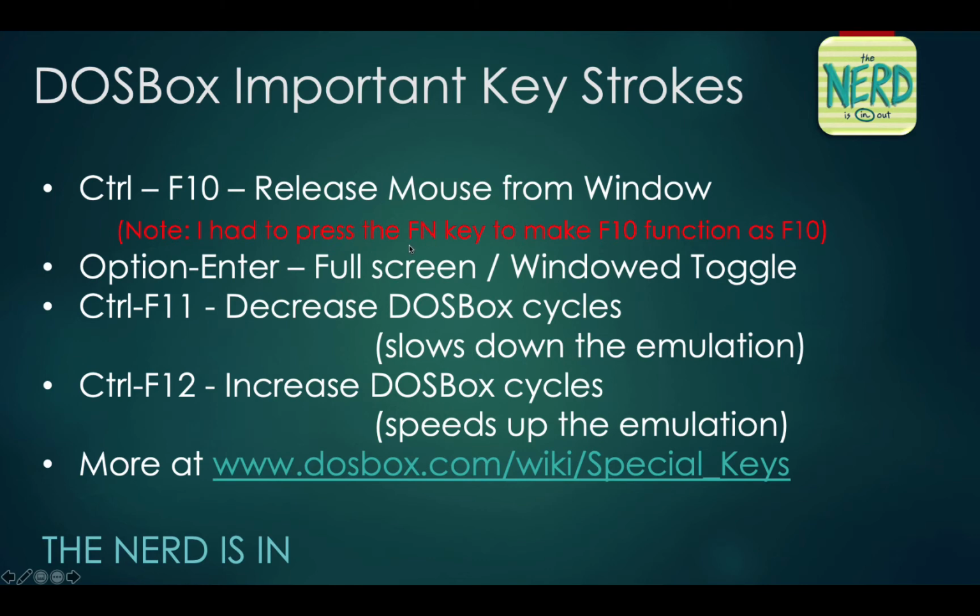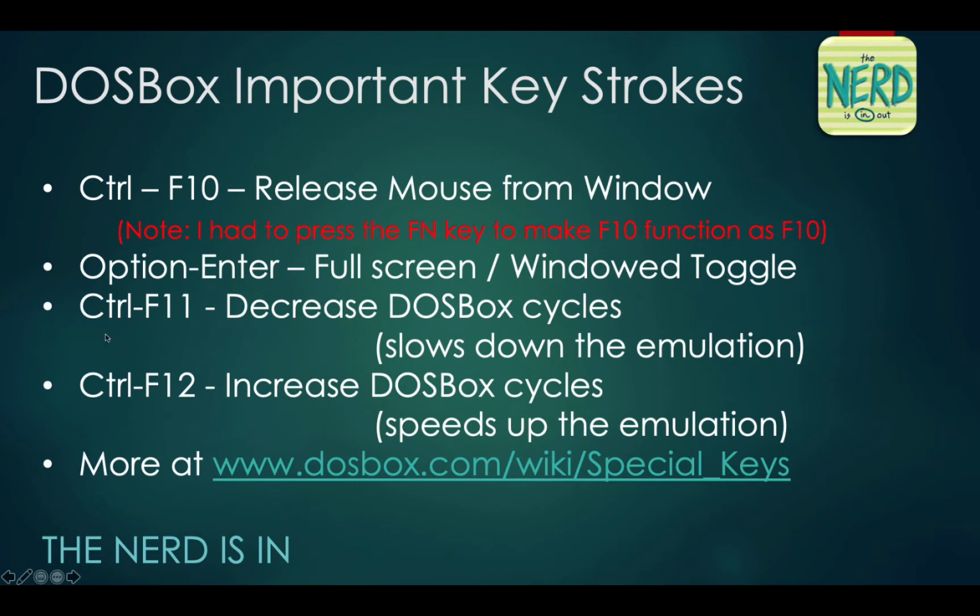Now on the Mac, you're going to have to hold down the FN key, the function key button, to turn the top row of keys into function keys instead of their usual functions. If you want to run your DOS application in full screen, it's Option key Enter. That will toggle you to full screen. You hit Option key Enter again and you'll go back to windowed.